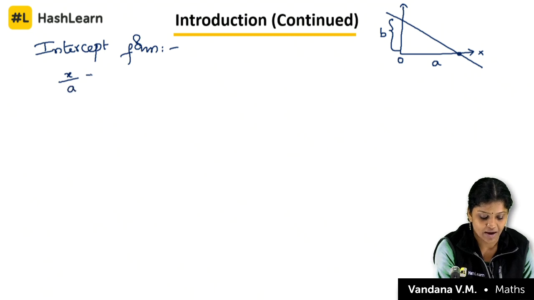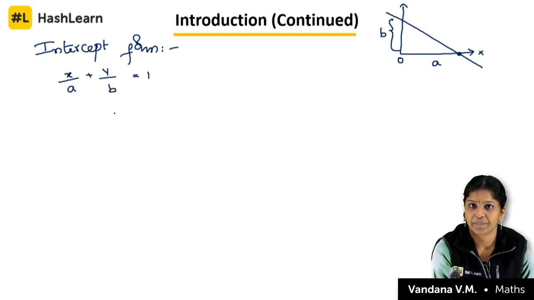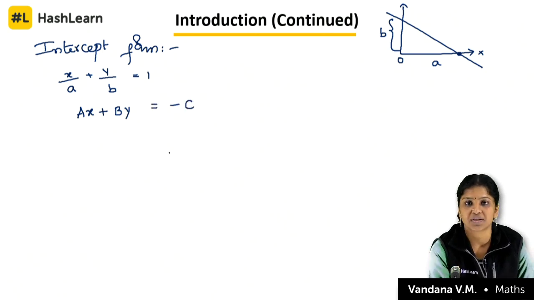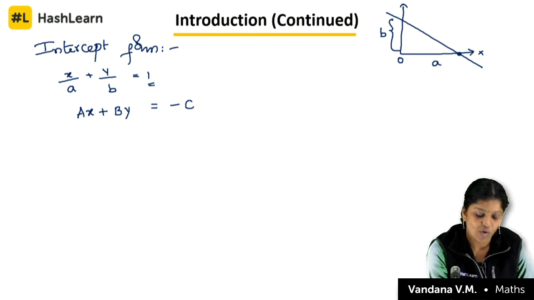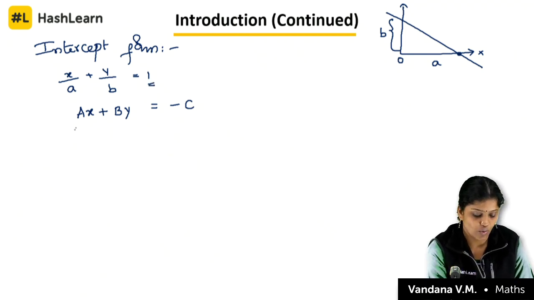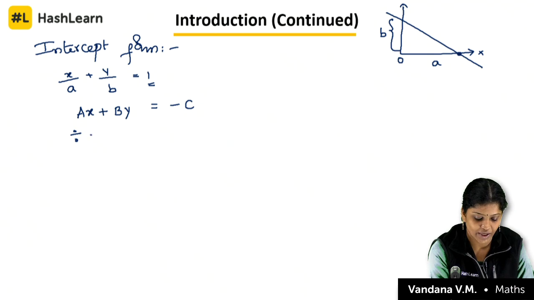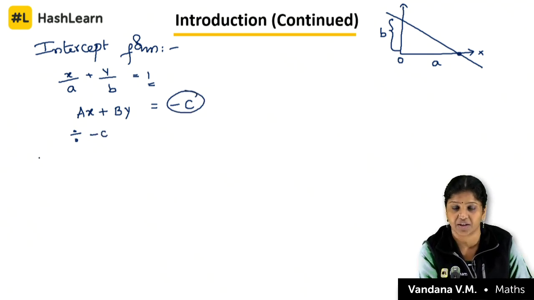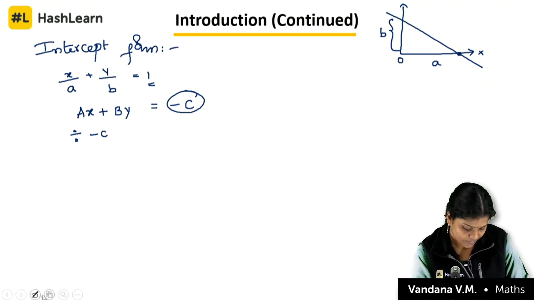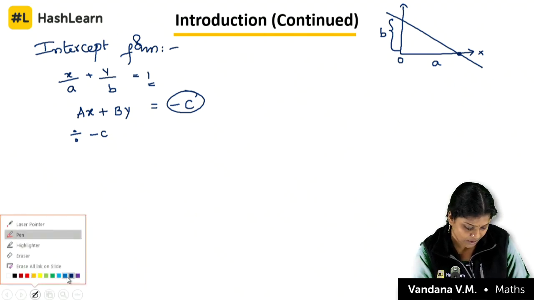x by a plus y by b is equal to 1. Here also I can do the same thing, right? I want ax plus by is equal to 1. So I will send the constant to that side, that is minus c. I want it to equal 1, so what will I do? I will divide with minus c. Whatever I have on this side, I will divide with that term. Then only I will get 1.